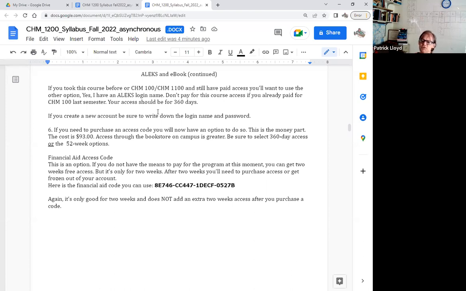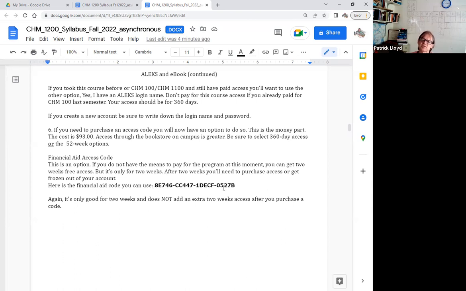So you shouldn't say, look, I don't have the money right now, so I'm going to wait a week or two. Just use the financial aid code. So that's right here. The code is what allows you to purchase it, but it's going to let you use it for 2 weeks.